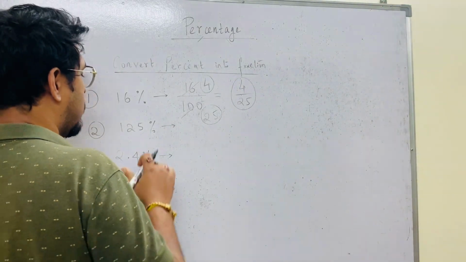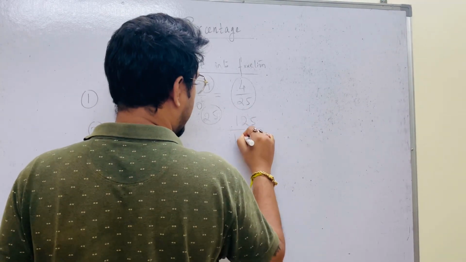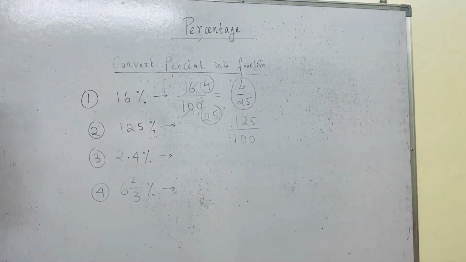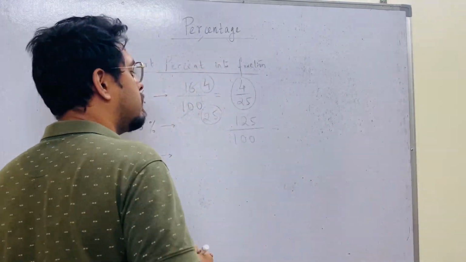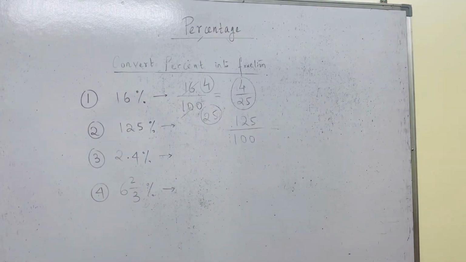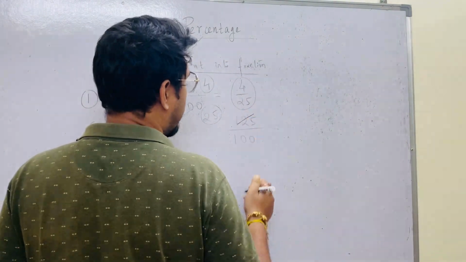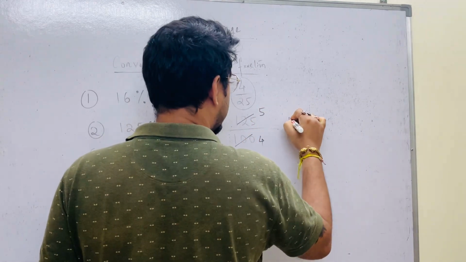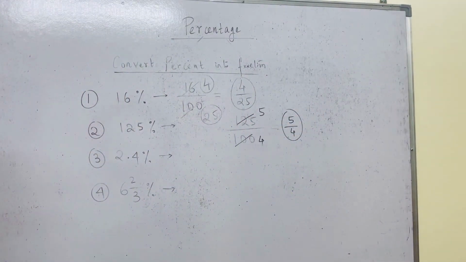Similarly, for 125%, 125 divided by 100 is the fraction form, and now we have to break it down into the simpler form. 25 times 5 is 125 and 25 times 4 is 100, so the answer is 5 over 4. This is the simpler form.